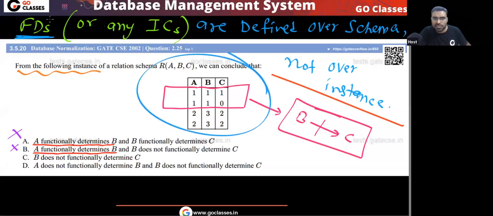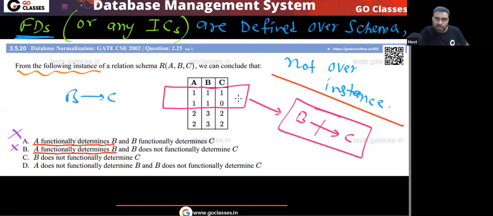You can see this instance does not satisfy this functional dependency. So what can I say? I can say this functional dependency does not hold on the schema. So I can say F does not determine C. Yeah, that is correct.